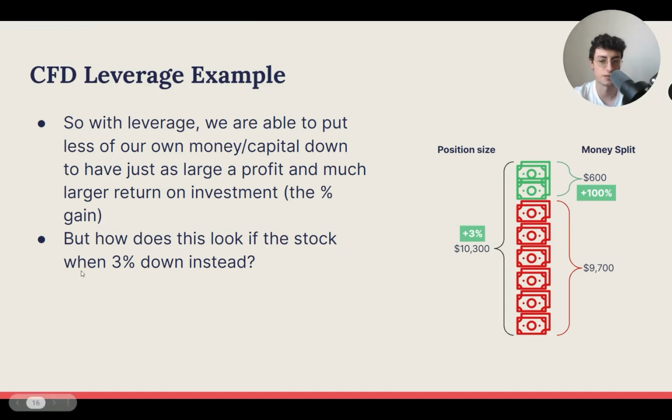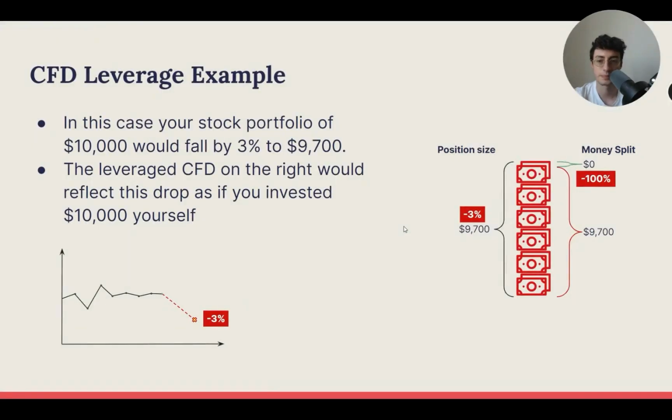This is a typo. This should be "went," not "when." So if it goes down 3% instead, what happens? Now your stock portfolio would fall by 3% from 10,000 to 9,700. So the leveraged CFD on the right would reflect this drop as if you invested $10,000 yourself. So the position size has now decreased to 9,700.